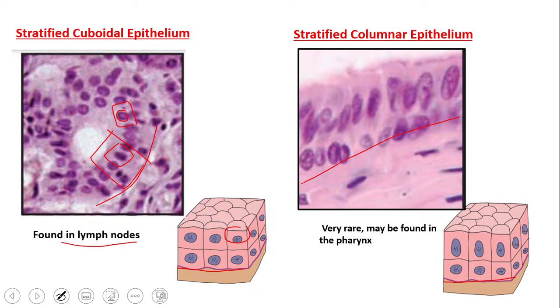Here, that's also stratified epithelium. And let's get the second name. The apical or top cells are column-shaped. So this is stratified columnar epithelium. This is a very rare type of epithelium, and it may be found in the pharynx.